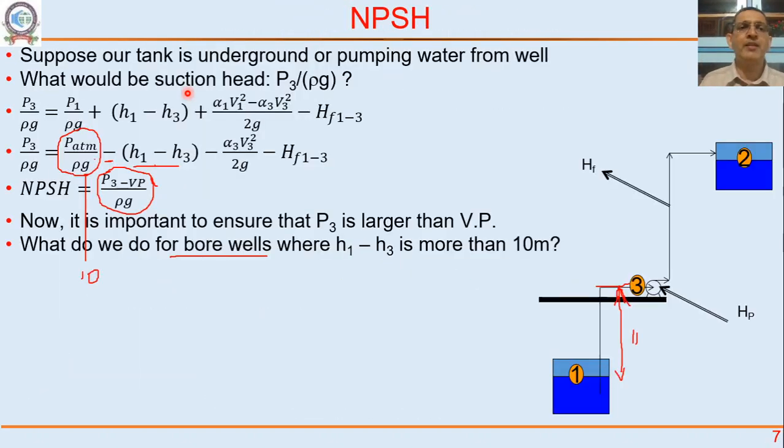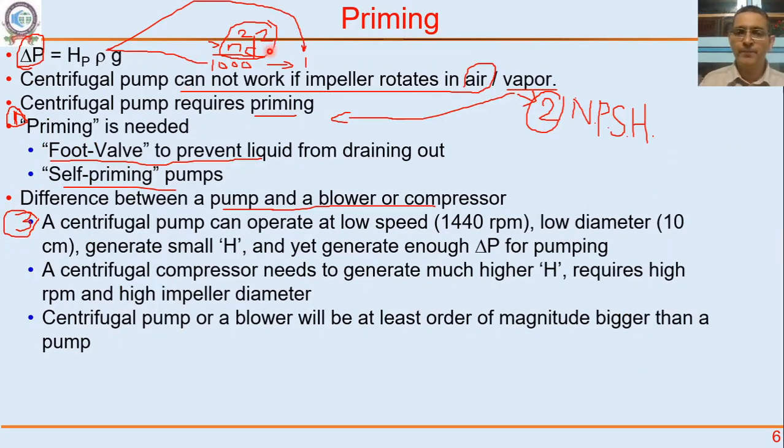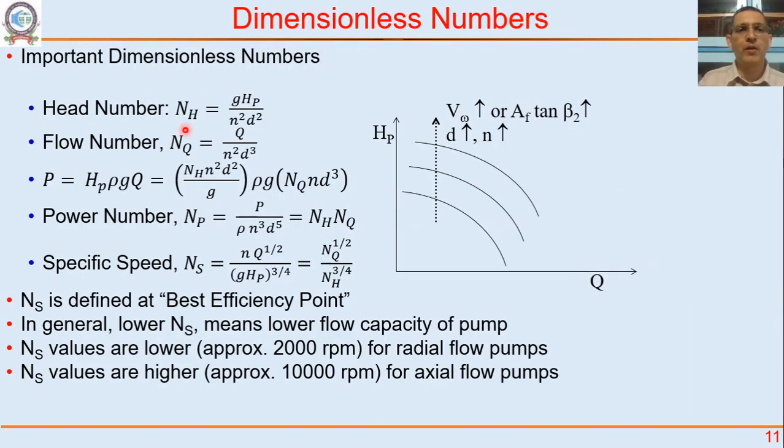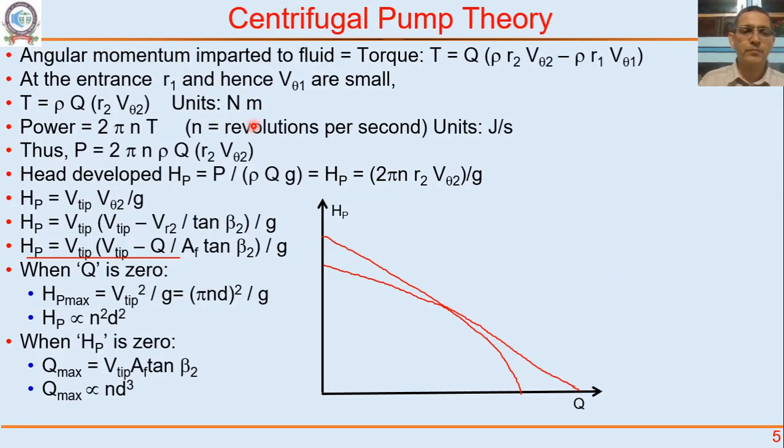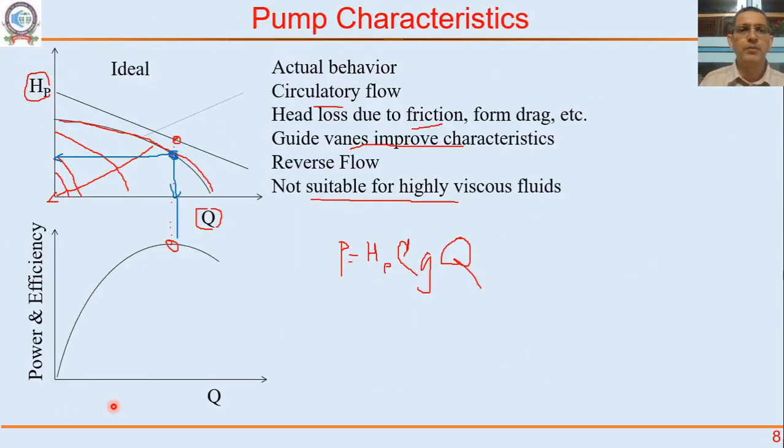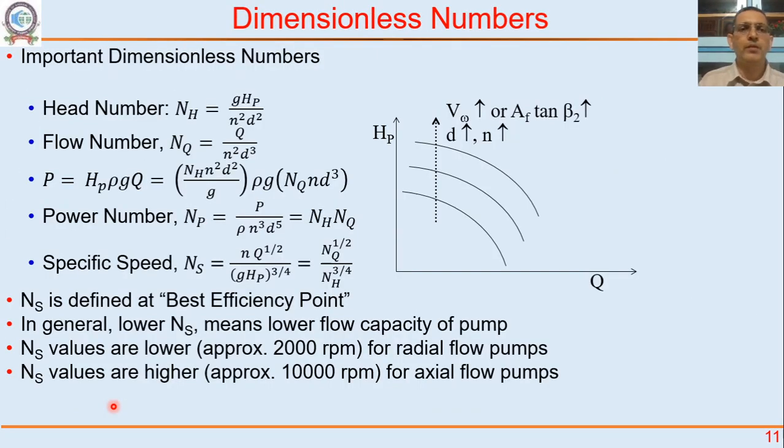So because the head is proportional to n square d square, we define a dimensionless number called the head number, which we define as g H_P divided by n square d square. Because flow rate is proportional to n d cube, we make a dimensionless flow number N_Q as Q divided by n d cube. Sorry for the typing mistake here.